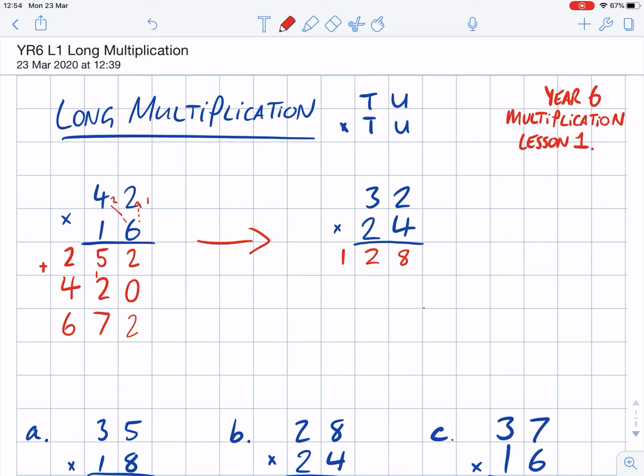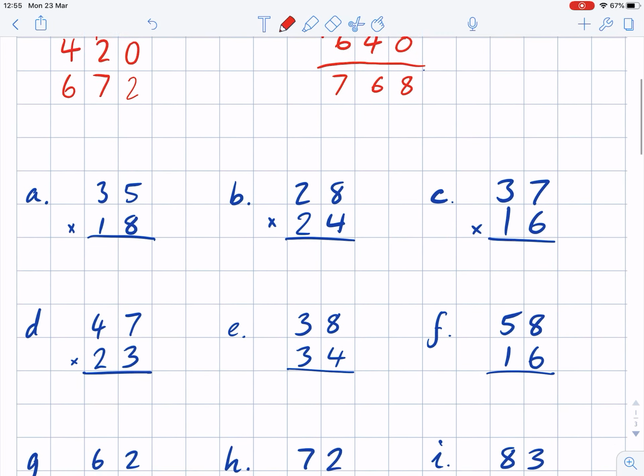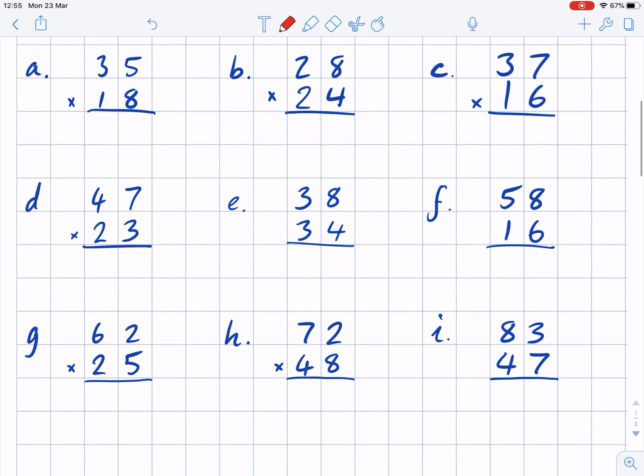I then, just as before, put my placeholder in because I'm now working with this bottom 2, which is actually a 20. So to show it's a 20, I put my 0 in the units. 2 times 2 is 4. 2 times 3 is 6. And then once again, I need to add those together. And I get 768. So this should be a recap because I'm sure by now you will have done this in year 6.